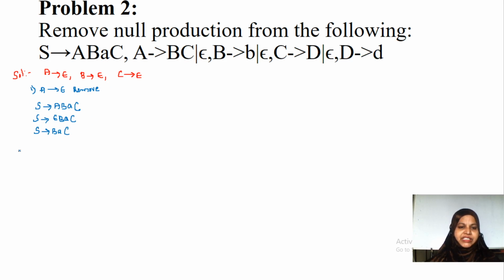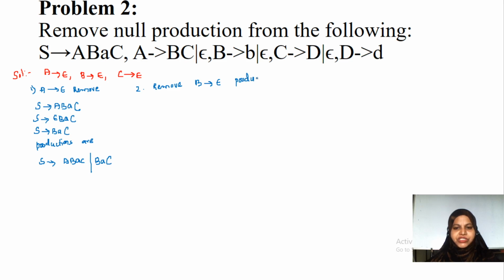Now, after removing this, what are the productions of my grammar? S tends to A, B, A, C, B, A, C, right? Remaining are as it is. Now my next case is I am going to remove this B tends to epsilon production.